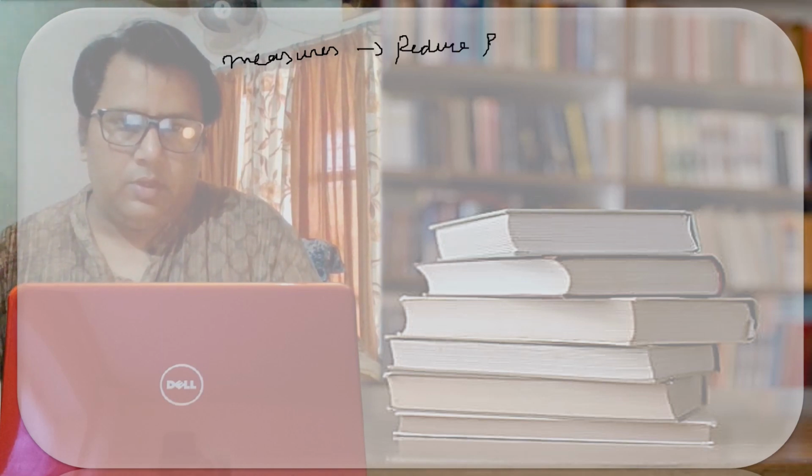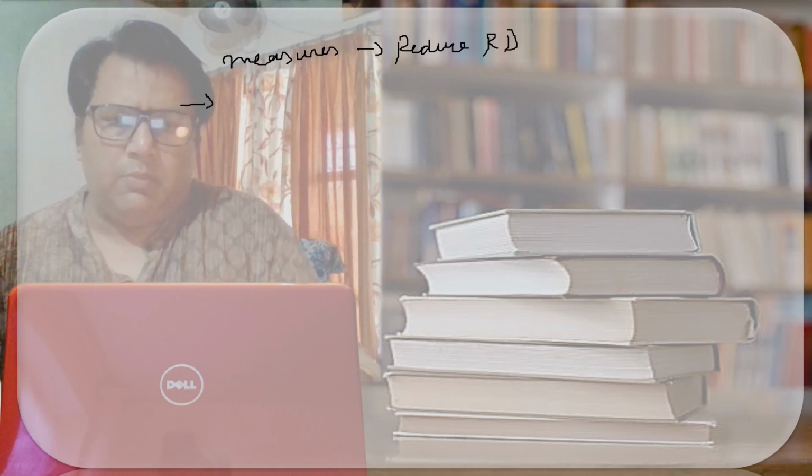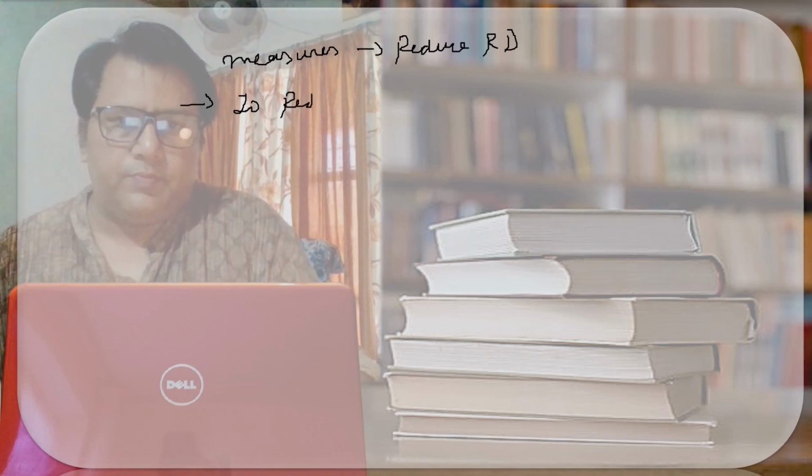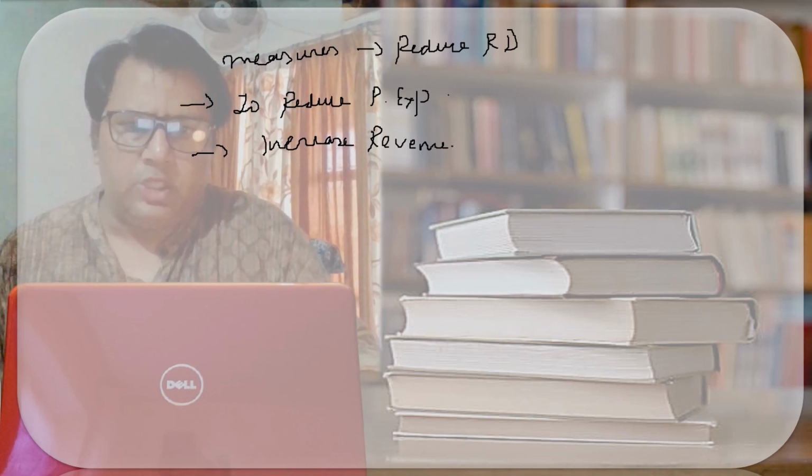Measures to reduce revenue deficit. Listen, the government can take two measures. Number one, to reduce the revenue deficit, either the government should reduce public expenditure, or the government should increase revenue. The question is how the government can reduce public expenditure.